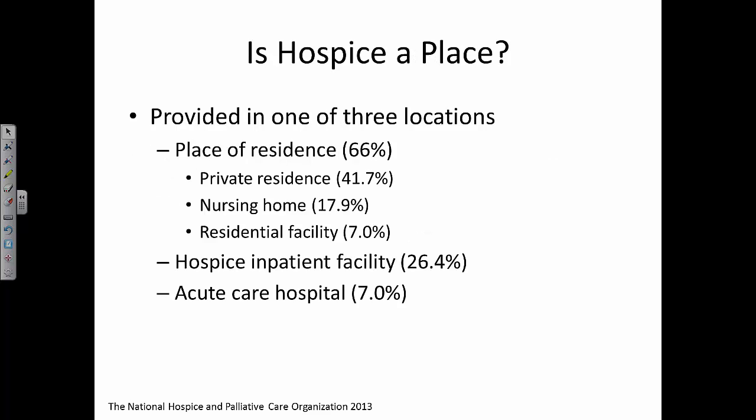Where do we provide hospice care? People tend to think that hospice is a place. Hospice can be provided in many places. The main three are shown here. It can be the person's residence, so it could be their own home, which is about 42%. It could be a long-term care or nursing home facility or a residential facility. And there are hospice programs that have their own inpatient facility, which could be part of a hospital, it could be part of a long-term care facility, or it could be a standalone building where patients are admitted just like to a hospital. Or we can provide hospice in a regular old acute care hospital.